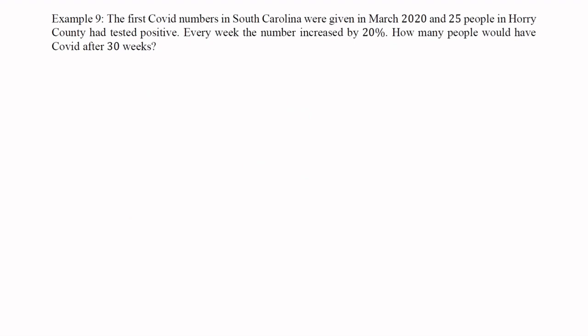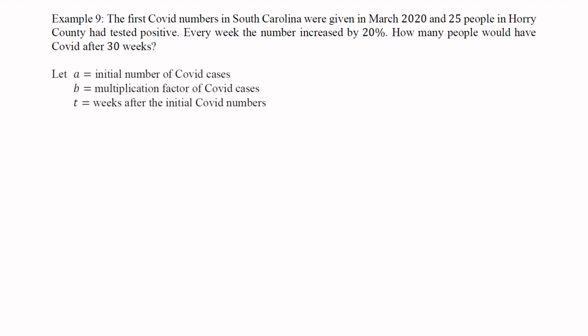The first COVID numbers in South Carolina were given in March 2020, and 25 people in Horry County had tested positive. Every week, the number increased by 20%. How many people would have COVID after 30 weeks? So we're going to let A be the initial number of COVID cases, B be the multiplication factor of COVID cases, and T be the weeks after the initial COVID numbers.